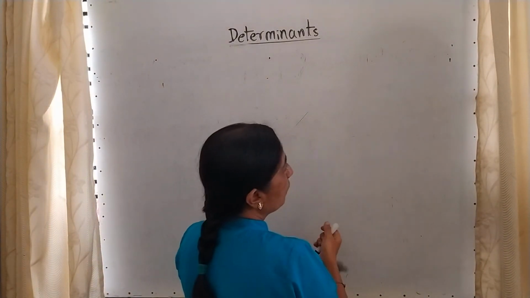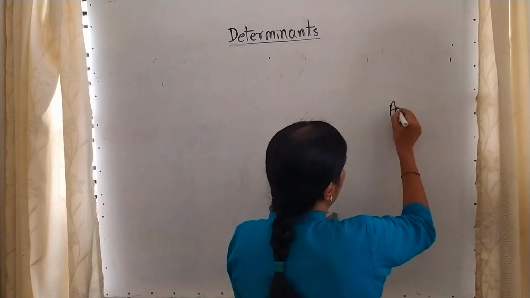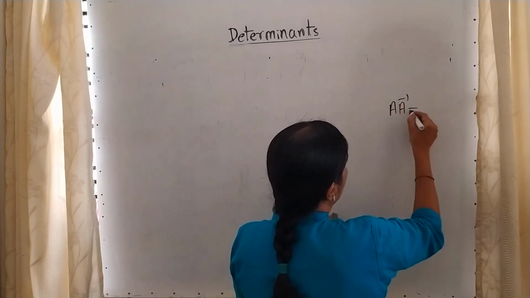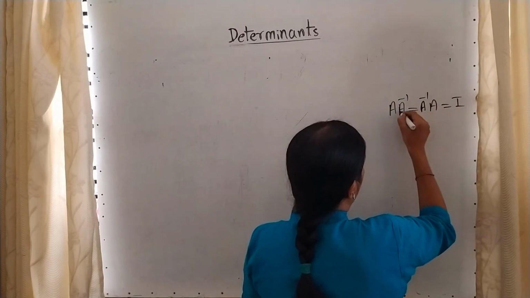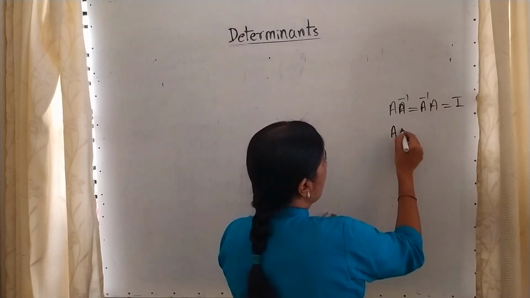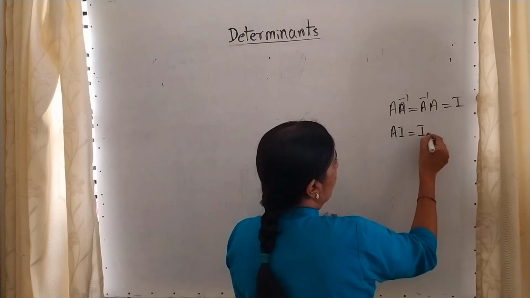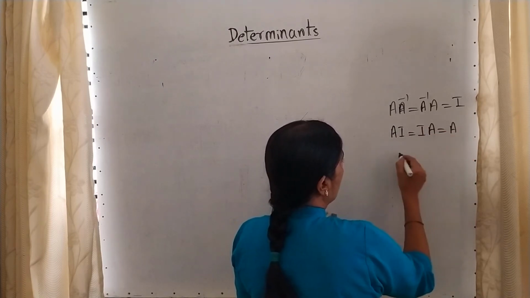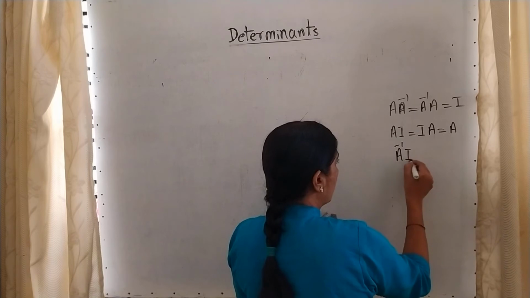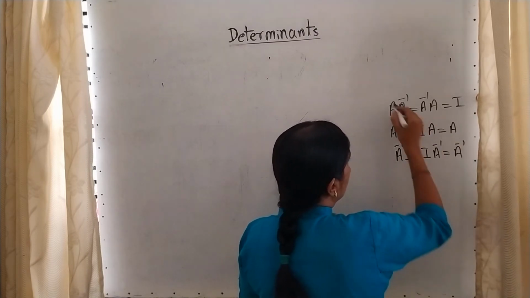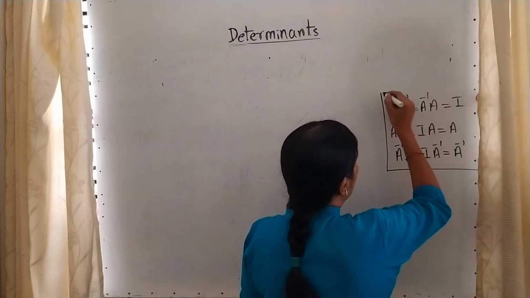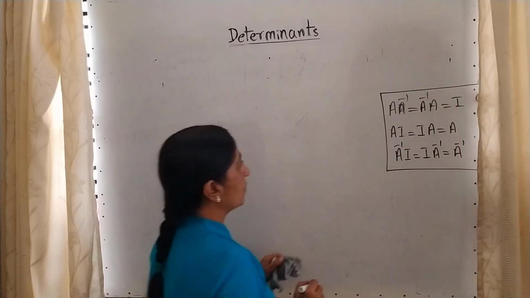To find the inverse by using the equation, you have to remember this result. A into A inverse or A inverse into A is always equal to I. And next one is A into I. I is the identity matrix, or I into A is equal to A. Or A inverse into I is equal to I into A inverse is A inverse. So this result is very important for these type of problems.